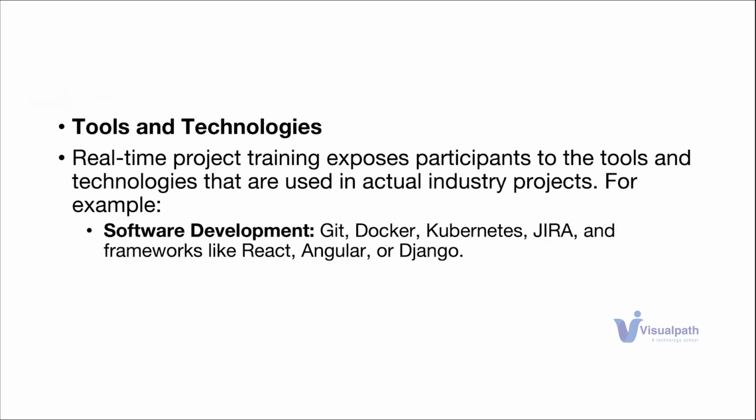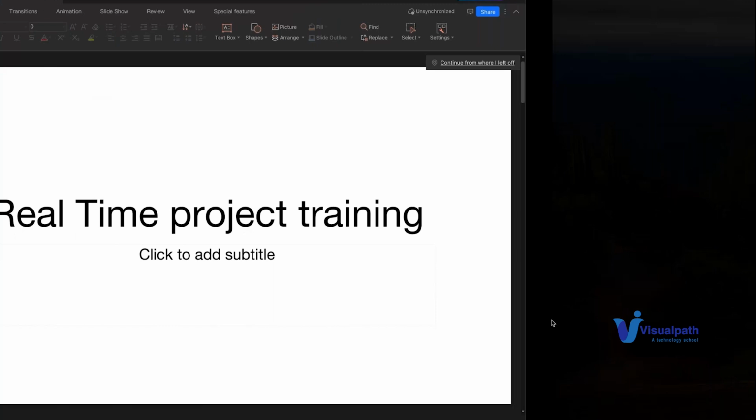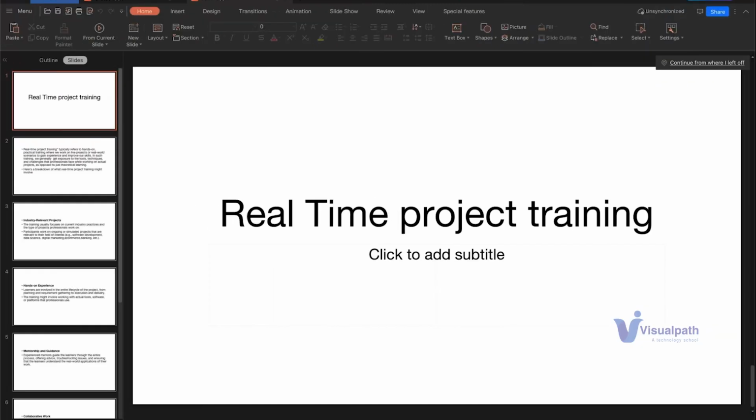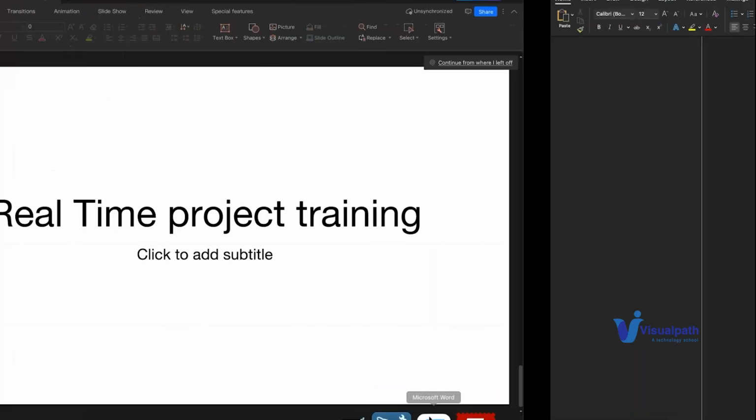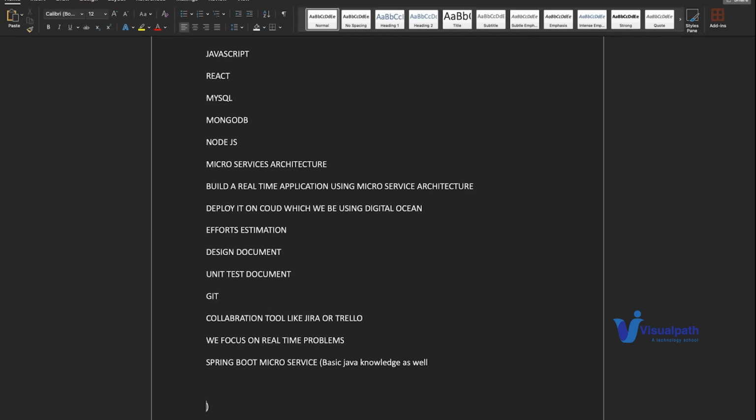Tools and technologies that we use. When we are doing a real-time project training, we get exposed to different tools and technologies that are actually used in industries. For example, in software development we use Git, Jira, and frameworks like React and Angular. So what are the tools and technologies we are going to learn? We cover what we have.